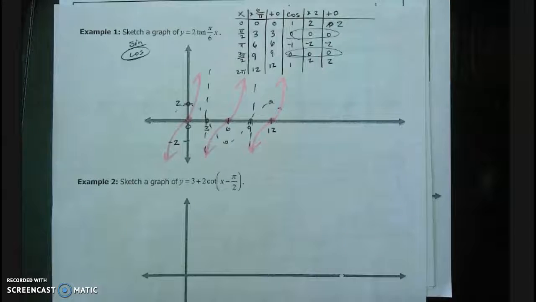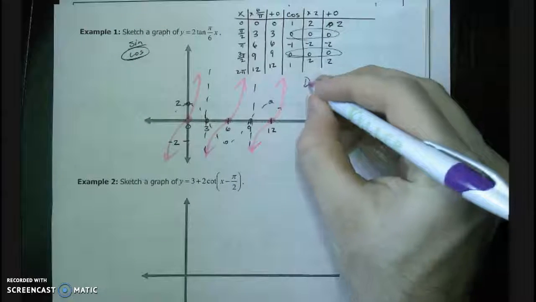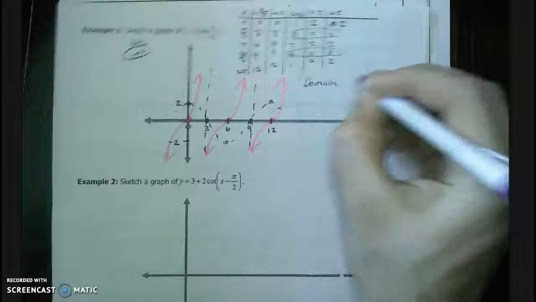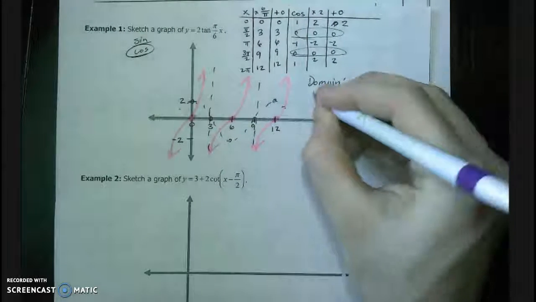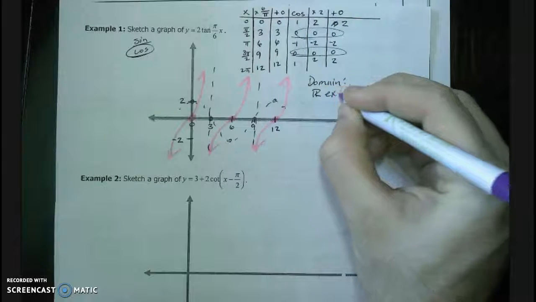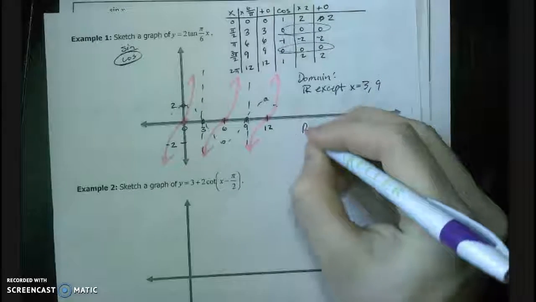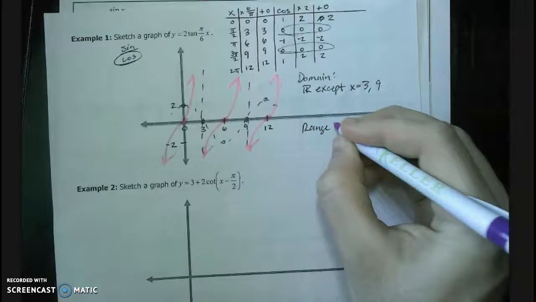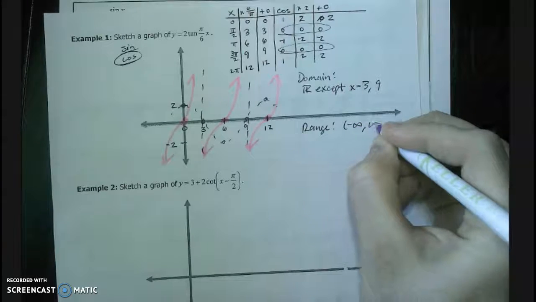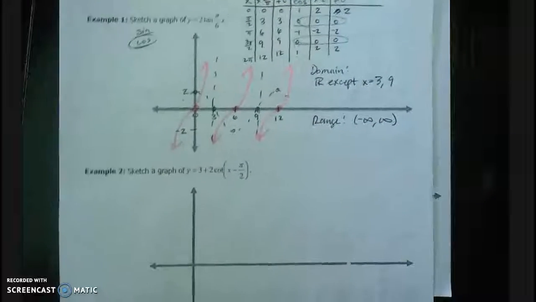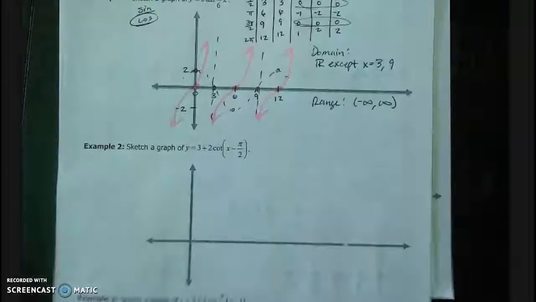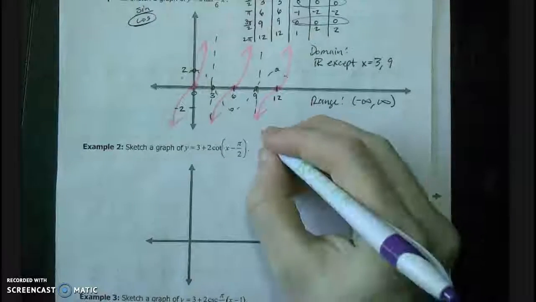Let's look at example 2. Well, let's do domain and range. Domain is all real numbers except x equals 3 and 9. Range is negative infinity to infinity. Okay, next one, let's make our table.